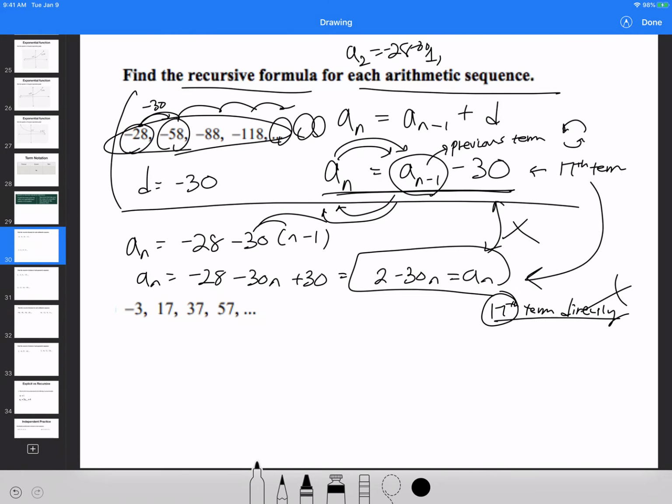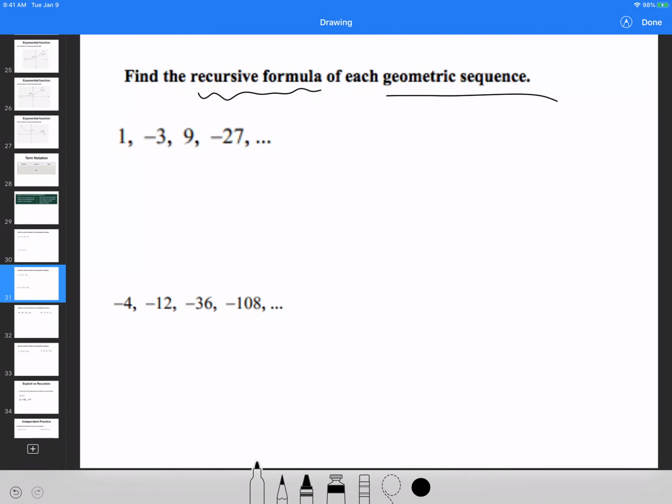Okay? So for, let's say, for this one here, I'm going to give you guys this to do for homework. Find the recursive formula for each geometric sequence. For this one, you just have to identify that the common ratio is negative 3. So all of you guys are still not following the directions and just telling me that the common ratio is positive 3 for some reason.